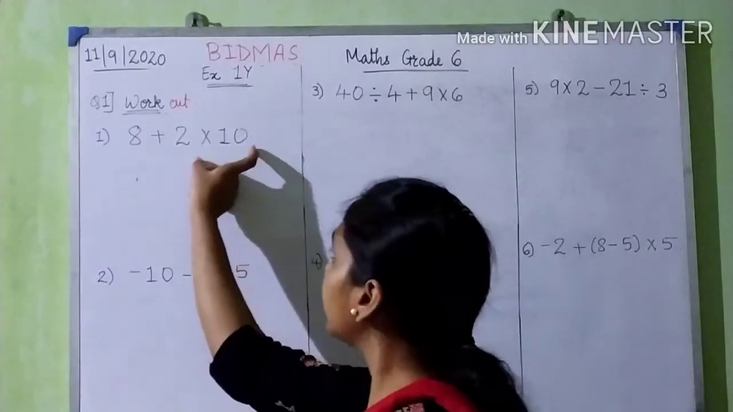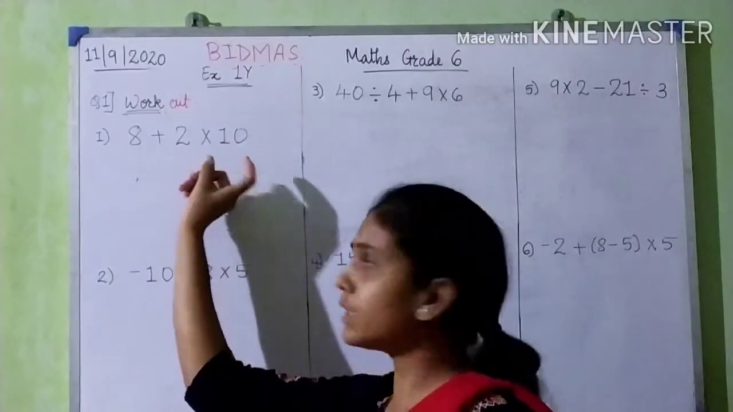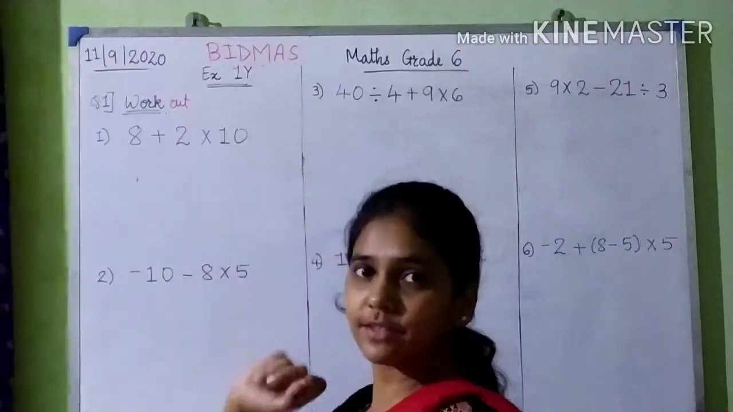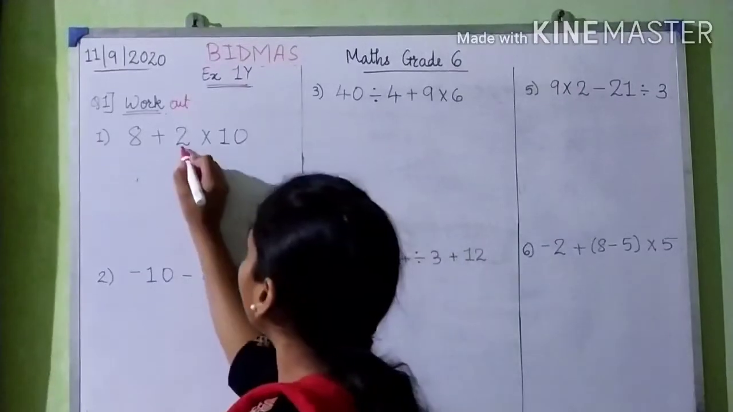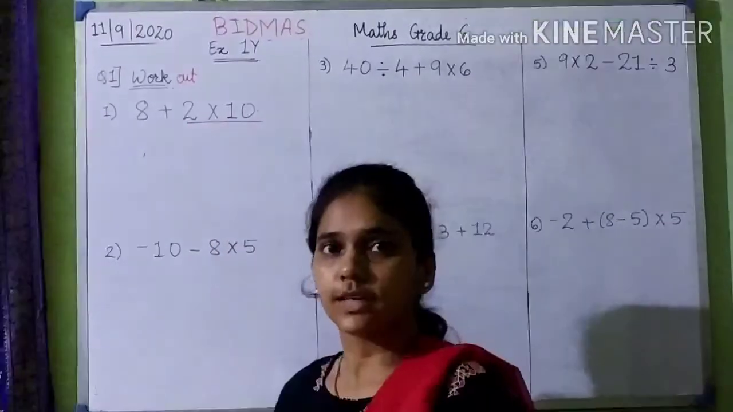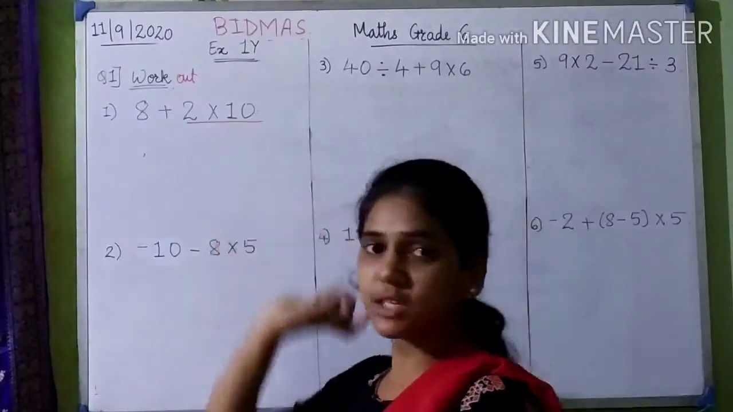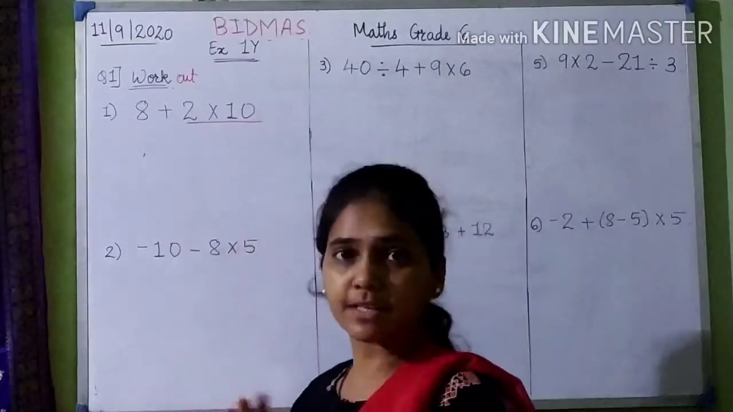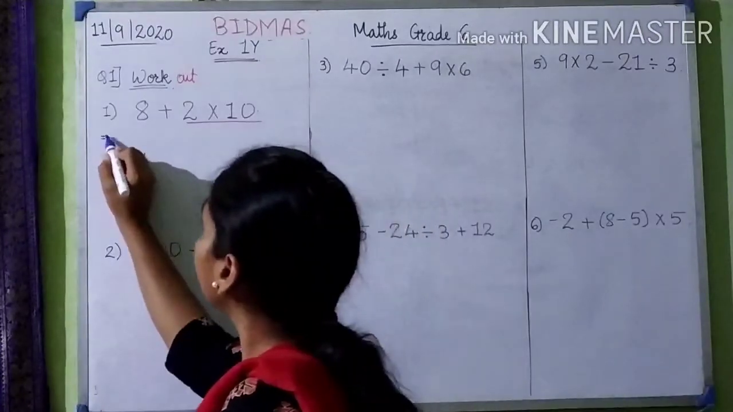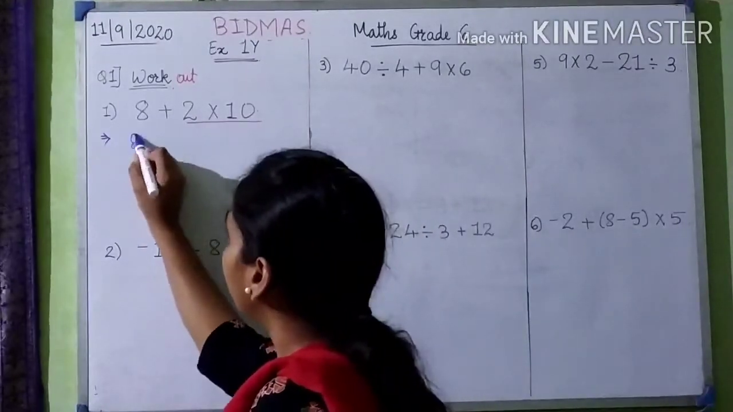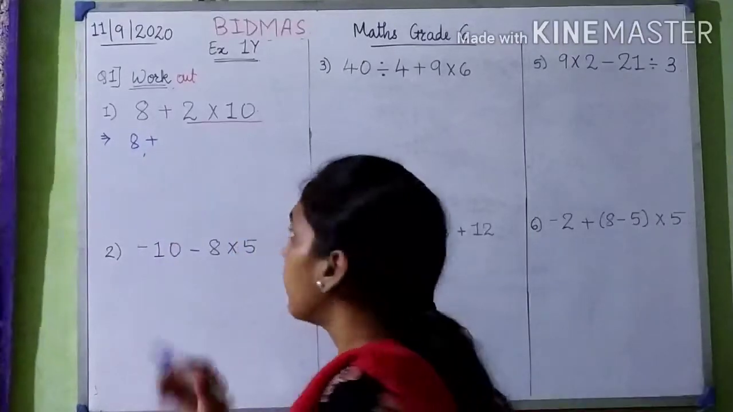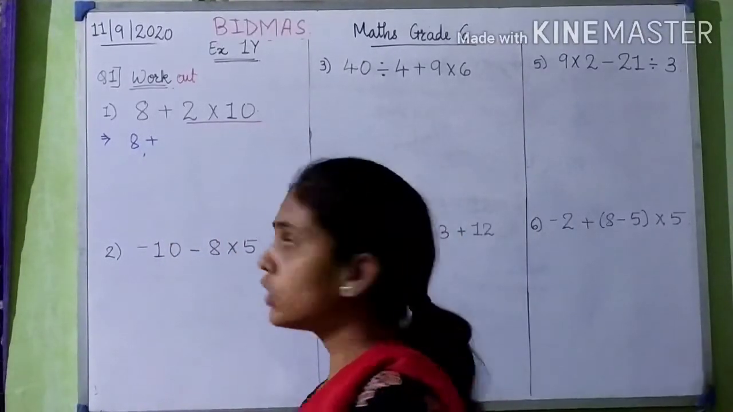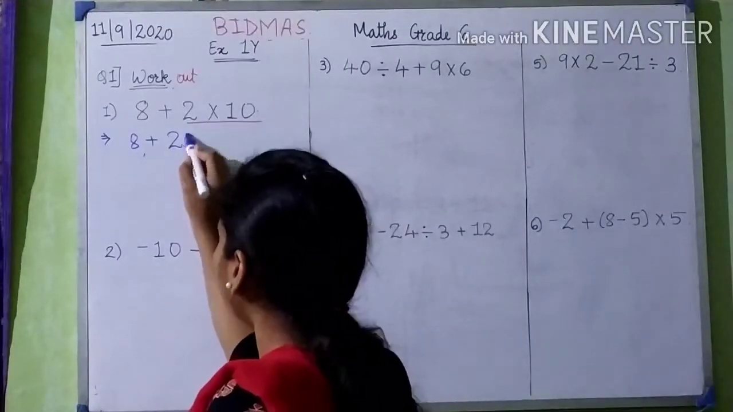So first we will multiply 2 into 10. What is being multiplied? 2 and 10 is being multiplied, right? So we will solve this part of the sum first, and the other part I keep as it is. So this will be 8 plus, which remains as it is. Now what is 2 multiplied by 10? 2 into 10 is 20. So I write 20.